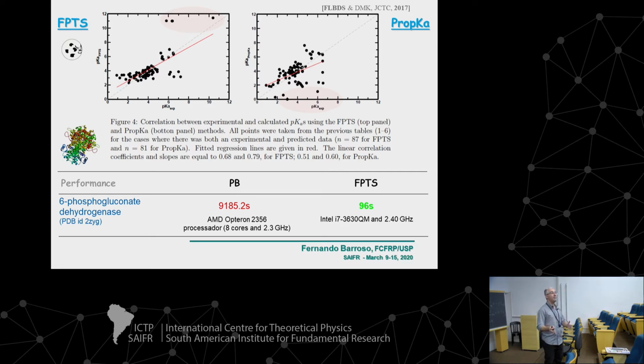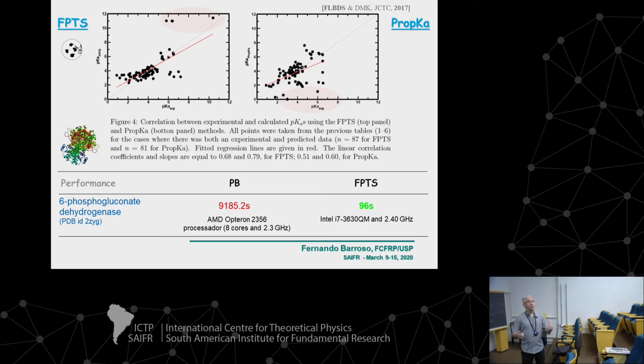We're not as fast as PropPKa, but at least we can have results that are not far from PropPKa that has a good reputation to be a good pKa predictor, especially under conditions similar to the data that they have inside their database, the training sets.